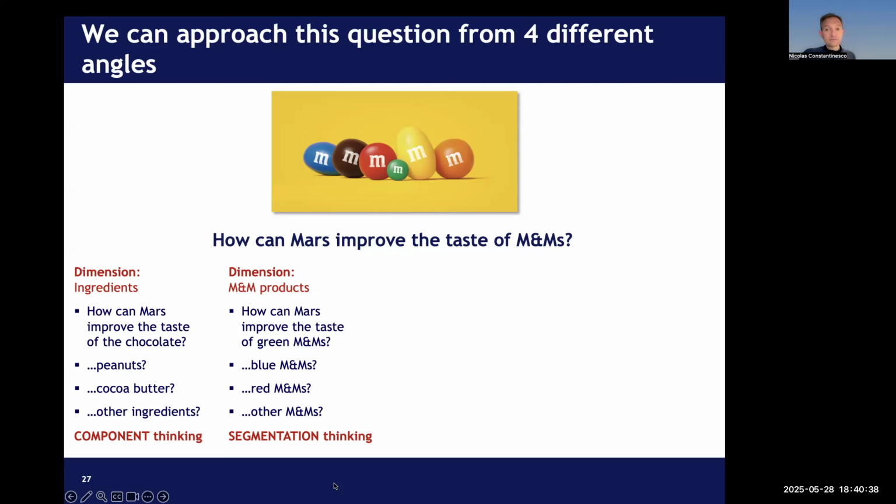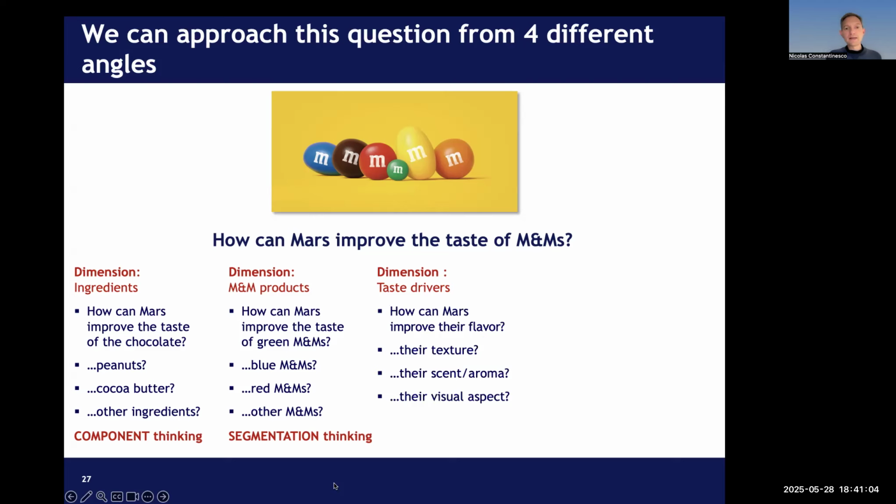All right. Third way that we could look at this is from the perspective of what are the drivers of taste, the things that contribute to the experience of taste. Now, I didn't know this by myself, so I had to do a little bit of research. But what the research says is that there's four things that are relevant for M&Ms that contribute to the experience of taste. One is the flavor, which is different from taste. Flavor is a part of taste. Second is the texture.